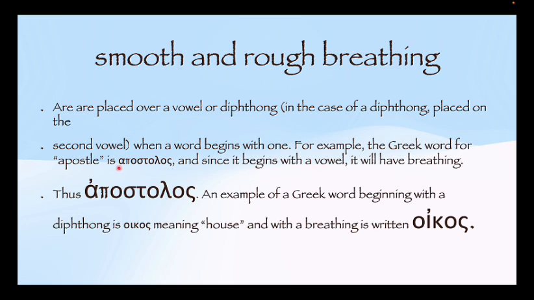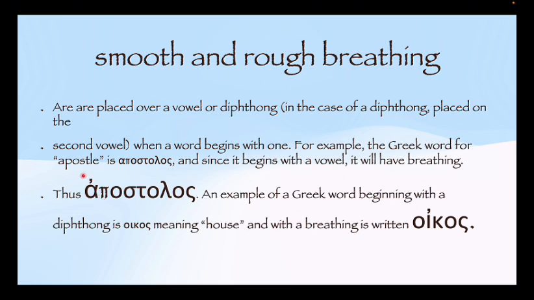If it begins with a vowel, then the breathing mark will be put over the first letter of the word, on top of the vowel. Okay? Now, this is what you find. So apostolos, it begins with a vowel. It's not a diphthong, because P is not a vowel.